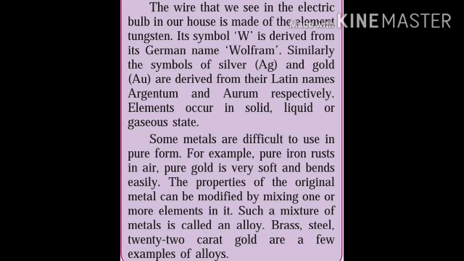Some metals are difficult to use in pure form. For example, pure iron rusts in air. Pure gold is very soft and bends easily. The properties of the original metal can be modified by mixing one or more elements in it. Such a mixture of metals is called an alloy. Brass, steel, and 22 karat gold are a few examples of alloys.